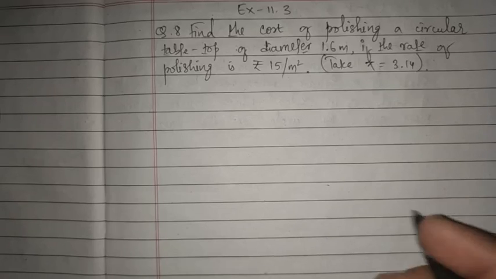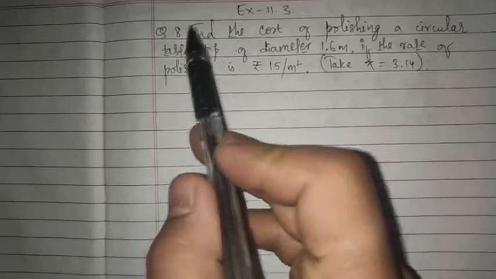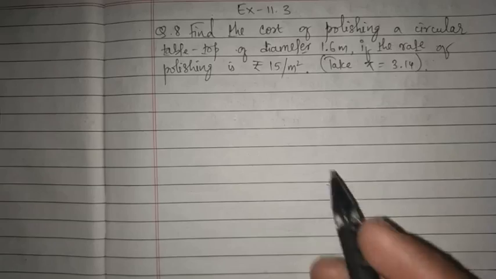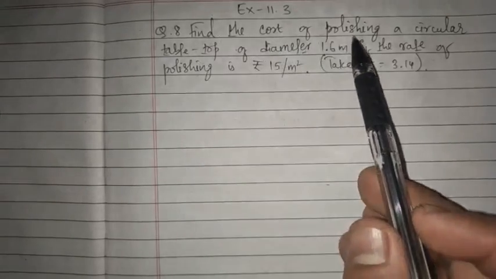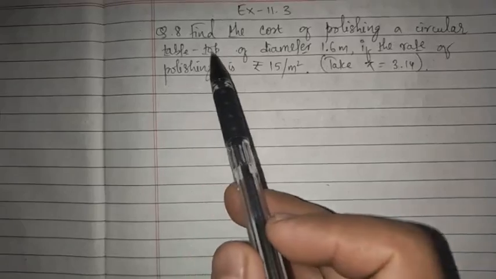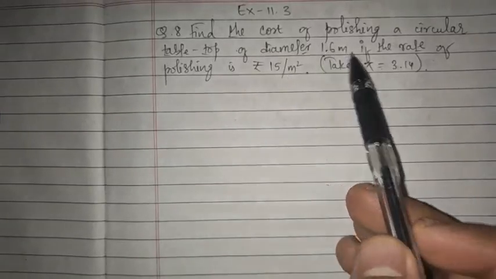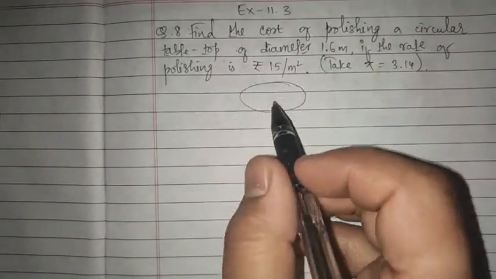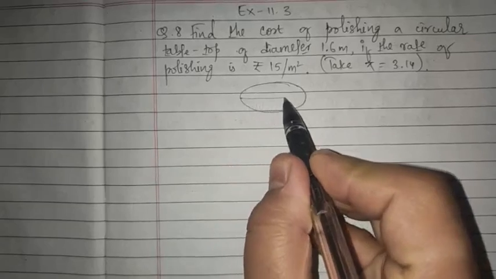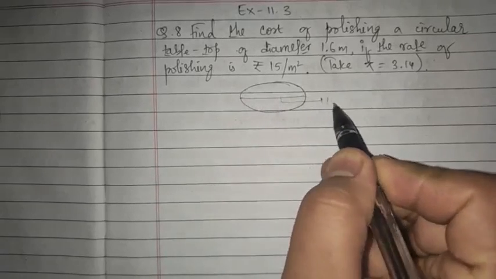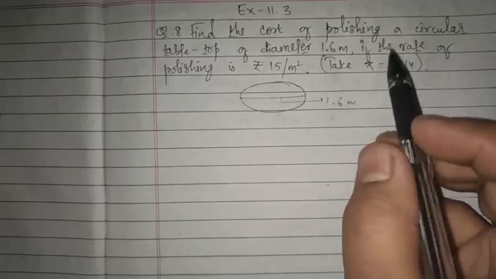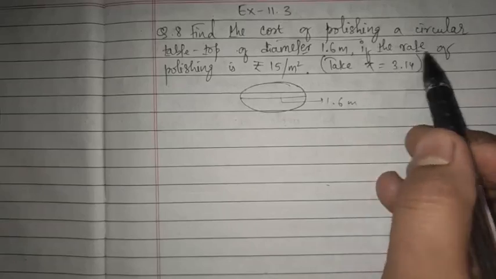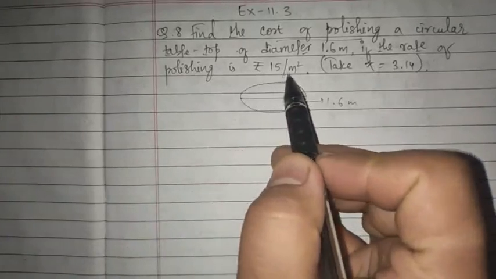So in our today's session we will be starting from question number 8 of exercise 11.3 of your NCERT maths. The question is: find the cost of polishing a circular tabletop of diameter 1.6 meters. Let me make a figure here. The tabletop is a circle whose diameter is equal to 1.6 meter. Find the cost of polishing if the rate of polishing is rupees 15 per meter square.